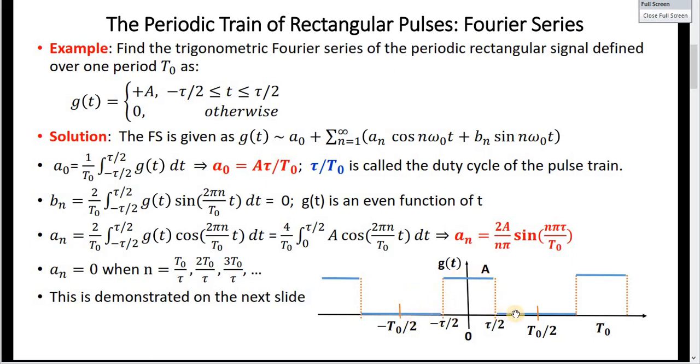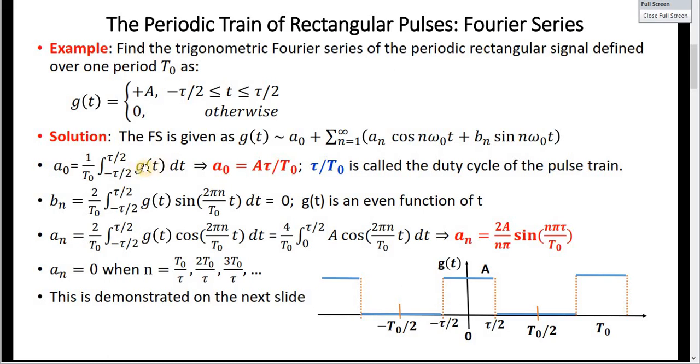We need to find the Fourier series expansion of this periodic function g of t. The Fourier series is given as a0 plus summation between 1 to infinity of a sub n cosine n omega 0 t plus b sub n sine n omega 0 t. A0 is the DC or average value and can be evaluated as follows: a0 equal 1 over t0, the integration between minus tau over 2 to tau over 2 of g of t dt. So we divide by the period and integrate between minus tau over 2 to tau over 2. This is the period over which the function g of t is non-zero.